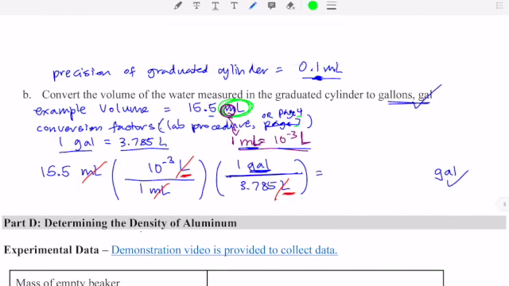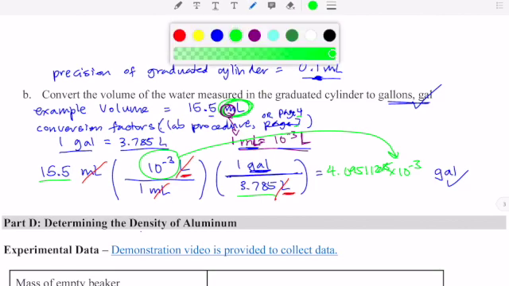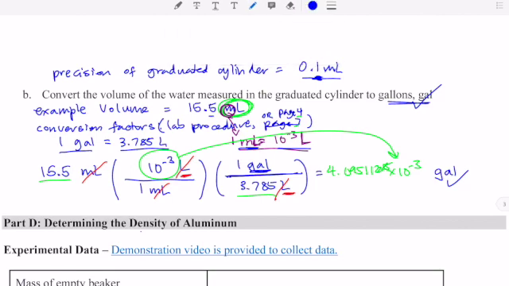One thing I don't have to calculate in is this 10 to the minus 3. I can actually pull it out and multiply times 10 to the minus 3. And the only thing that goes into the calculator is 15.5 divided by 3.785. This is going to be 4.0951122285, and this is a number that on the calculator I need to round.